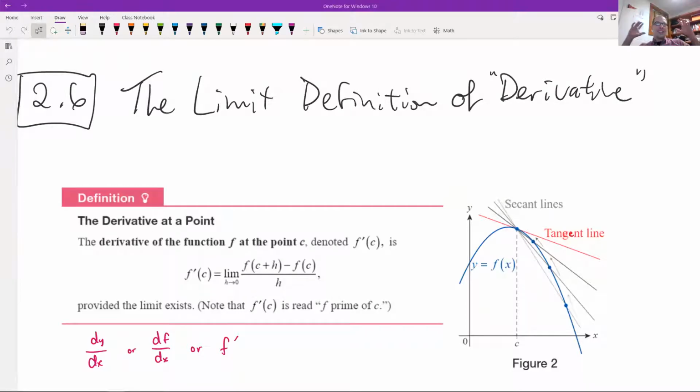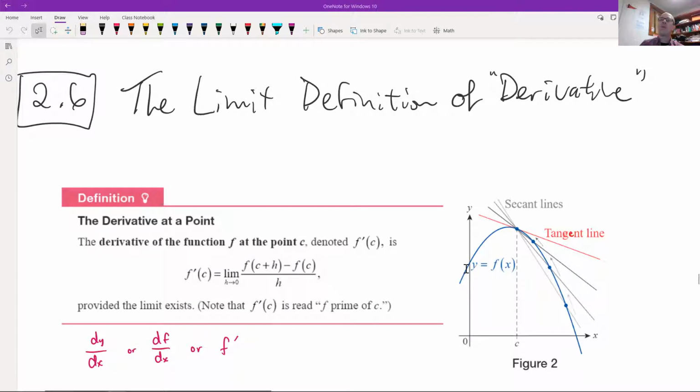Hi, everybody. Today, we are on to the limit definition of the derivative. We're in section 2.6, and we are revisiting the somewhat familiar image of having a function, f of x, that looks just like a parabola, so no big deal there.